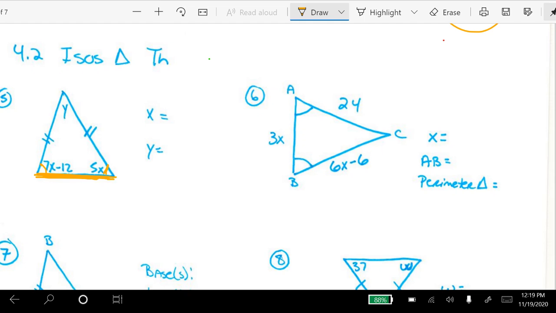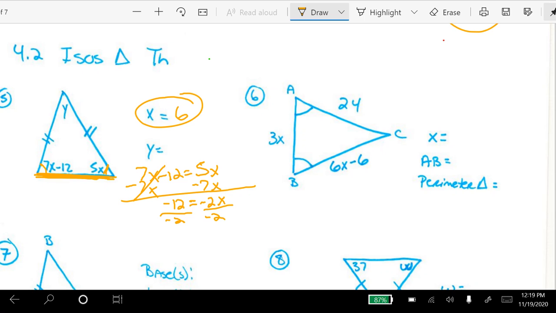So to solve for x, I'm going to do 7x minus 12 equals 5x. Once I do this, I'm going to move the 7x. This is a problem some students have when there's not an equal number of terms on both sides. Just move the 7x. You'll have negative 12, take the sign down, equals negative 2x. Then I'll divide by negative 2. And I get x is 6.